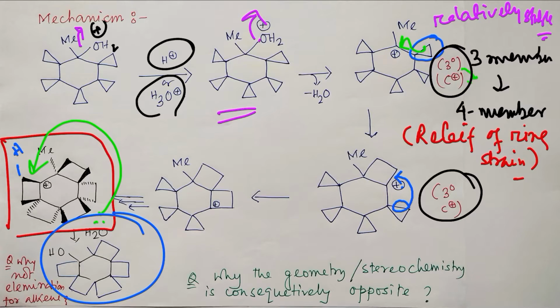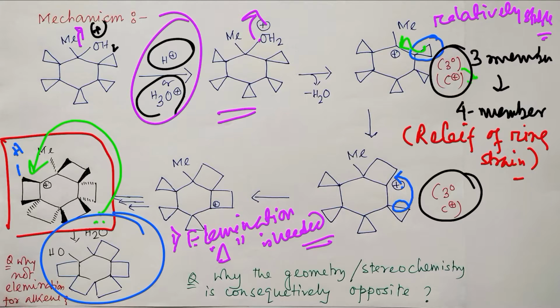Second point is that for elimination, some drastic condition like heat is needed. Did I provide any heat? I have provided just dilute acid, so it will not undergo elimination under this condition because of these two reasons. First of all, the strain, and second, for elimination heat is needed, which I haven't provided. This is the first description. Now let's discuss a little bit about the stereochemistry.